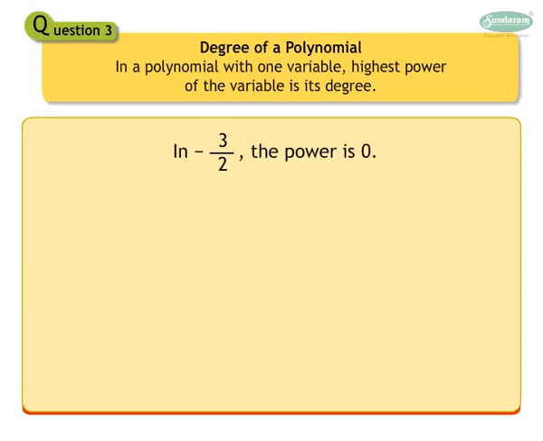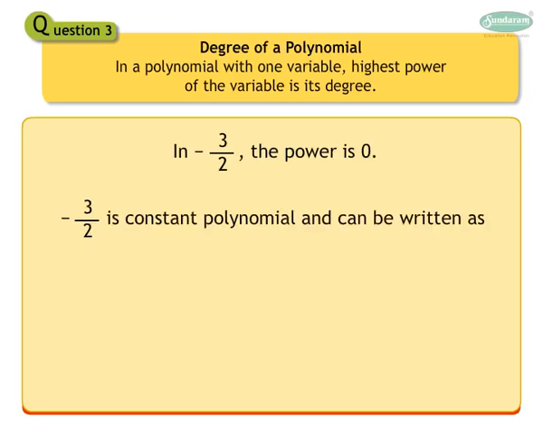Now remember students, the degree of a non-zero constant polynomial is 0. Let us take the example of minus 3 upon 2. In minus 3 upon 2, the power is 0. Minus 3 upon 2 is constant polynomial and can be written minus 3 upon 2 multiplied by p raised to 0. The degree of minus 3 upon 2 is 0.